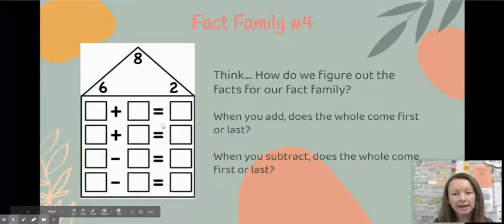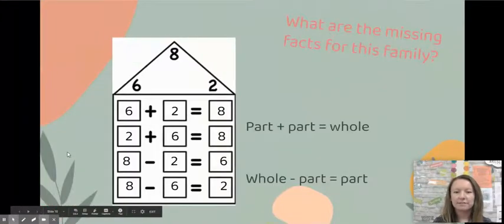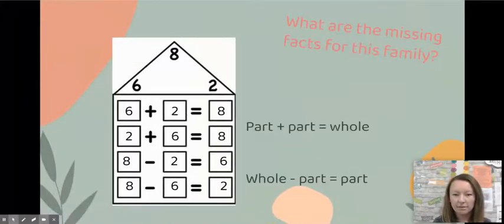So for adding, what are our parts going to be? What is our whole going to be? For subtracting, what are our parts going to be? What is our whole going to be? Let's find out. Okay, so for this fact family with our numbers as 8, 6, and 2, our parts for our adding, 6 plus 2, those are our parts, and that equals our whole, which is 8. And then 2 plus 6, those are our parts, and it equals 8. So those are our facts for adding.